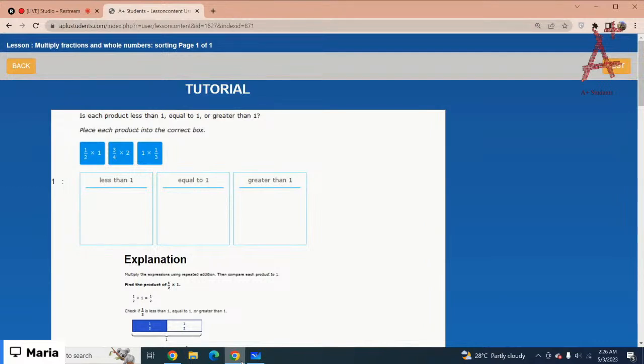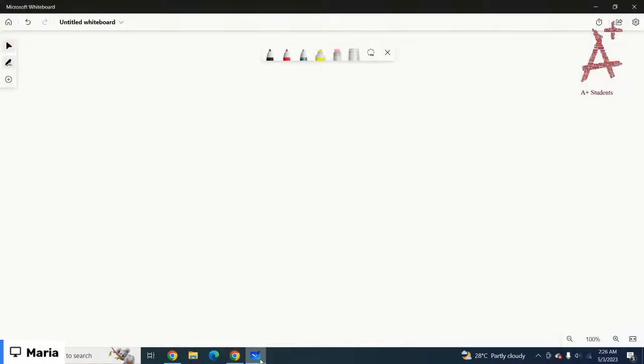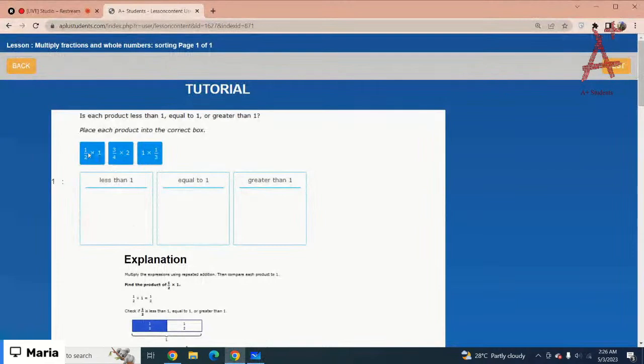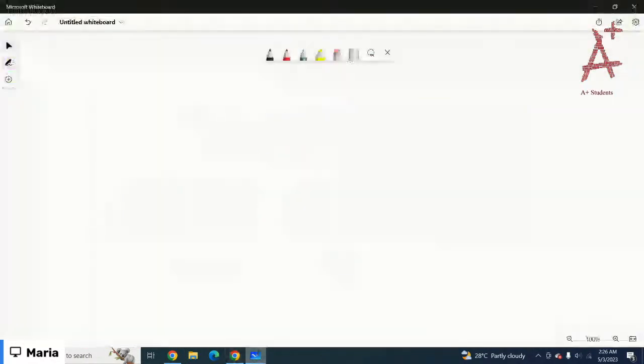Now just look at the third one. 1 times 1 is 1, and 1 over 3 is again less than 1. So the first and the last one are less than 1, and the second one is greater than 1. Let's just start with the test questions.